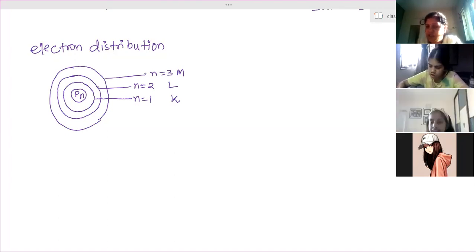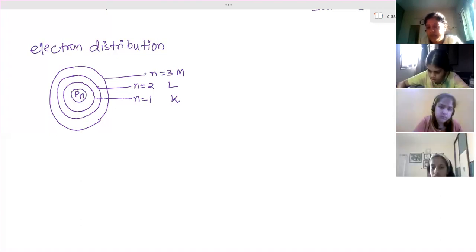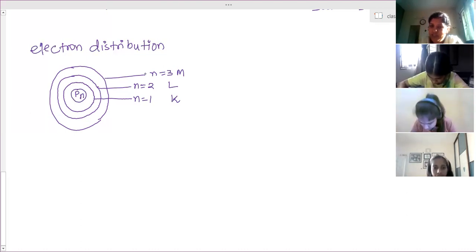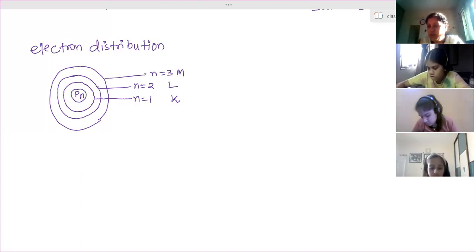Ma'am, in total, how many orbits are there? Seven, a maximum of 7 are present. Ma'am, what does n stand for? Number of shell. So the first shell is closer to the nucleus, the second shell after that, then you have to move away from the nucleus. So for counting the number of shells, we are not counting from outside to inside, we move from inside to outside.